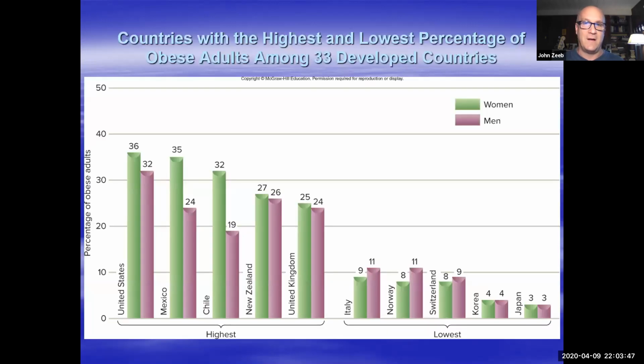Let's look at some data here. These are the countries with the highest and lowest percentage of obese adults among 30 developed countries, so it's limited to those countries. They've broken it up by men and women. Notice we are one of the highest nations here. Mexico, Chile, New Zealand, and the United Kingdom are among the highest, and the lowest would be Italy, Norway, Switzerland, Korea, and Japan.